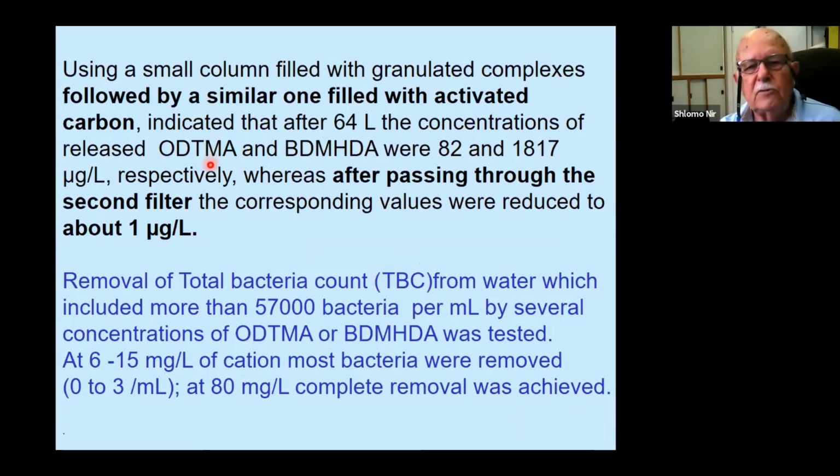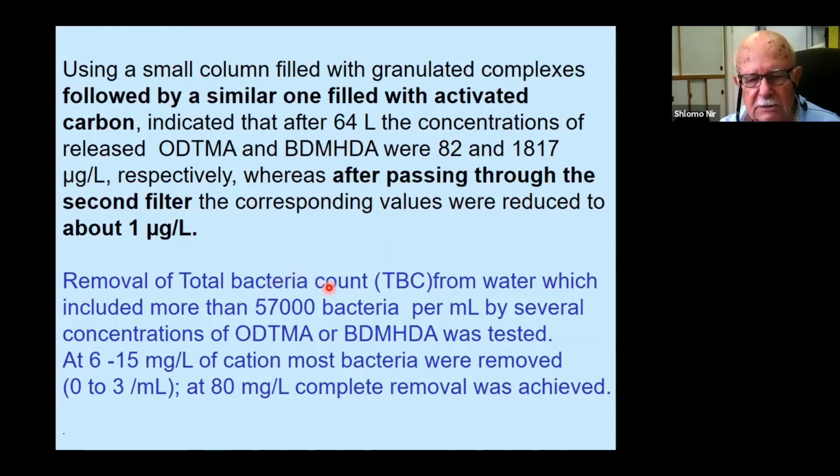Now, the experiment of release which we followed was two filters in series. The first one included BDMHDA or ODTMA granules. The second one included activated carbon. In the case of ODTMA, after passing 64 liters and taking a sample, the emerging concentration was 82 micrograms per liter. But in the case of BDMHDA, the release was 1800 micrograms per liter. After passing through the second filter, the corresponding values were reduced to 1 microgram per liter.